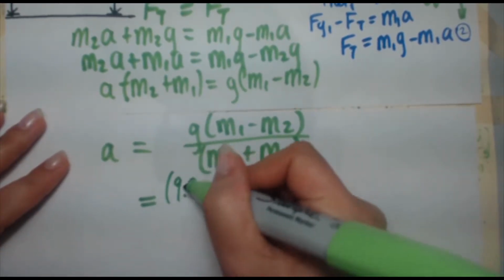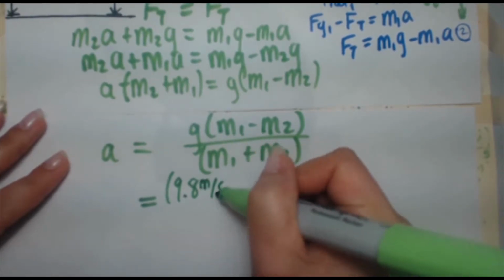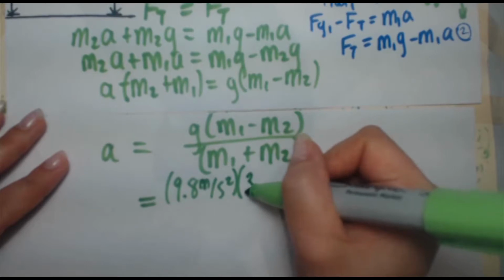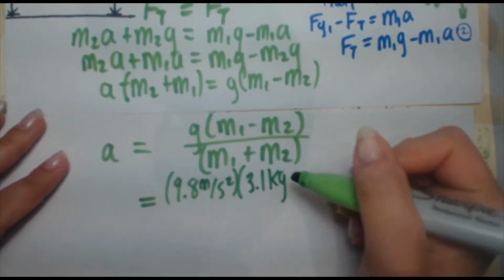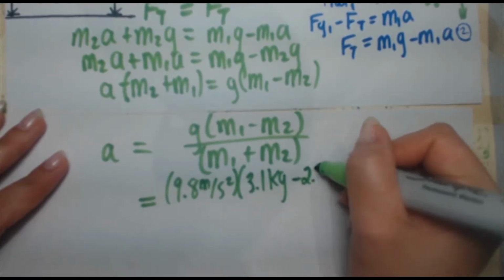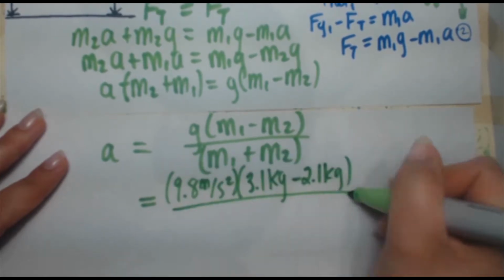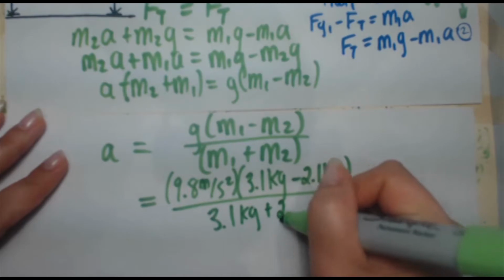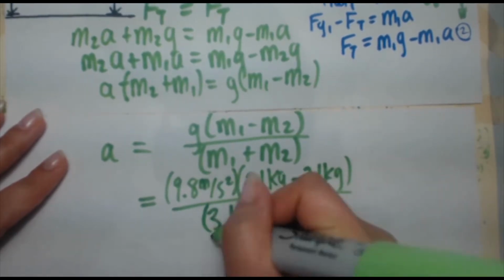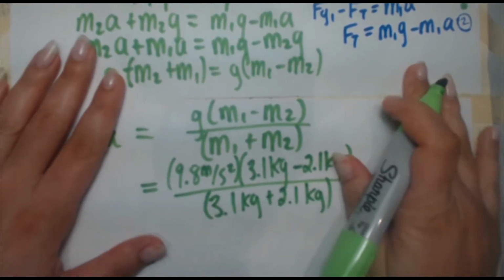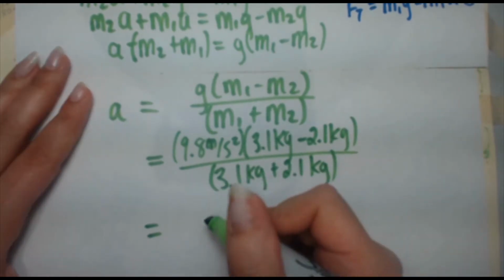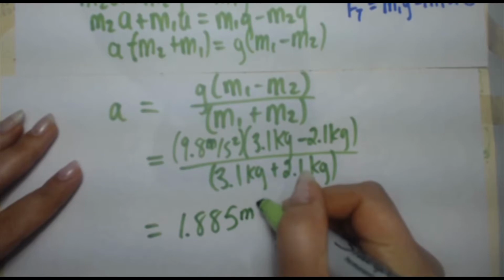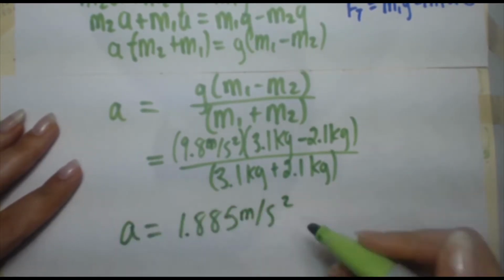G, simply the magnitude, 9.8 meters per second squared. M1 is the heavy one, that's 3.1 kilograms. M2 is the light one, 2.1 kilograms, divided by the mass sum, 3.1 kg plus 2.1 kg. So it's just a math expression you need to simplify at this point. Okay, when you do that, you should get 1.885 meters per second squared.